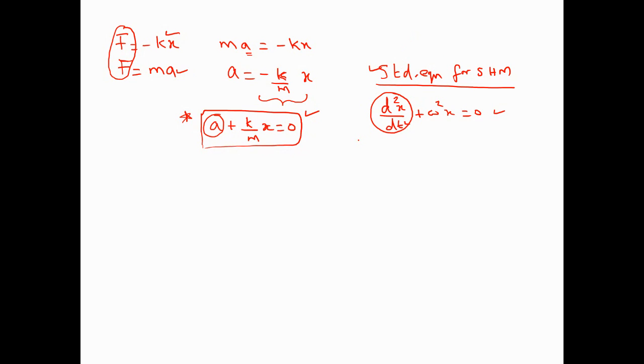This is also an acceleration. You already studied this in chapter 2. Velocity is equal to dx over dt, and acceleration is equal to d square x over dt square.